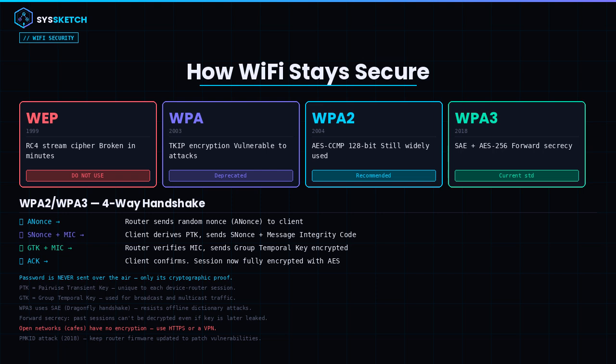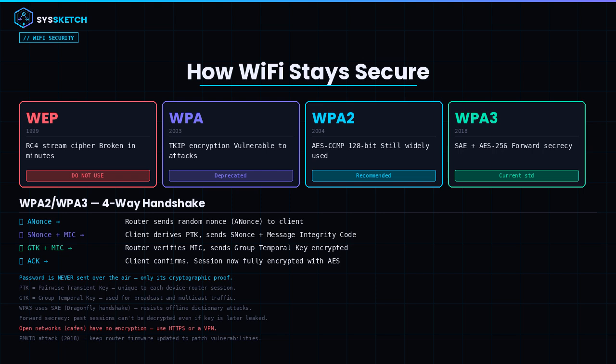When you connect to a WPA2 or WPA3 network, a process called the four-way handshake happens. Your device and the router exchange cryptographic messages to prove they both know the password, without ever sending the password itself over the air. From this exchange, they derive a unique encryption key for your session. Every packet sent after that is encrypted with AES, so even if someone is listening to every radio signal in the area, they cannot read your data.